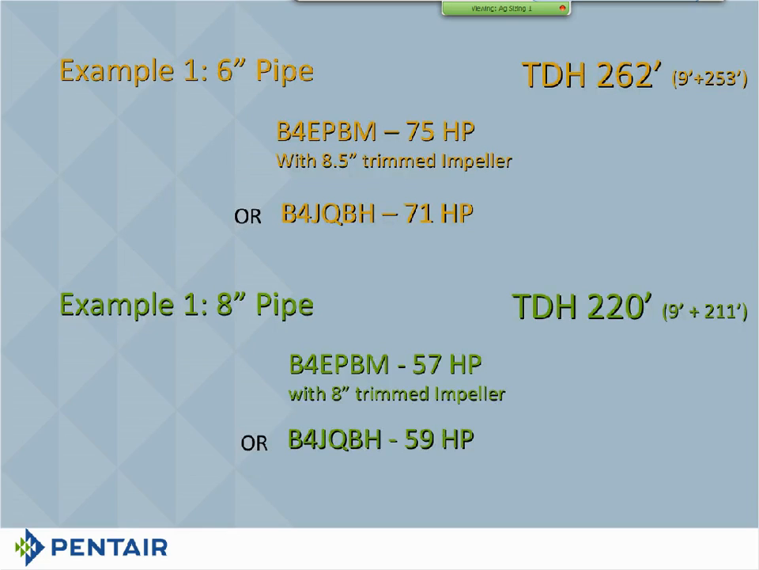Now, let's do a little comparison here. If we use the 6-inch pipe, now remember the purpose of this comparison is to try and convince our farmer to buy the 8-inch pipe. So if we use the 6-inch pipe that he's got, it's going to require a 75 horsepower motor on our electric motor pump, and we're still going to have to trim the impeller. That impeller trim, by the way, is about $263. Or we could use the B4JQBH.